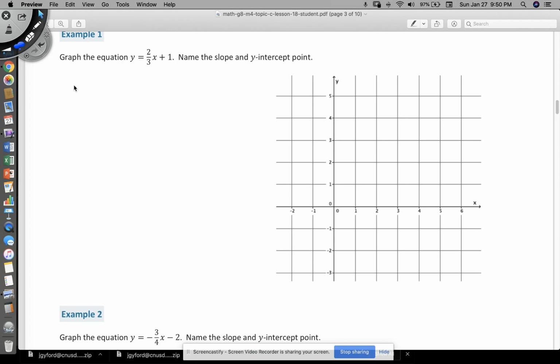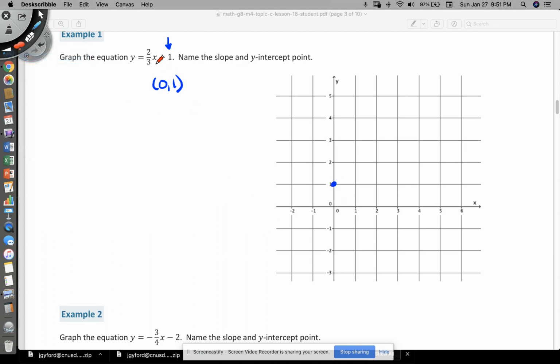Now, example 1, we have a blank graph. Now we actually need to graph this. If you remember, I told you this is where we start. Whenever you have a blank graph, you need to start somewhere. You can't just go up 2 and run 3 from any old point. You have to have a starting point. Our starting point in this case is (0, 1), because the x is always 0. So I'm going to go to (0, 1), and there's my starting point.